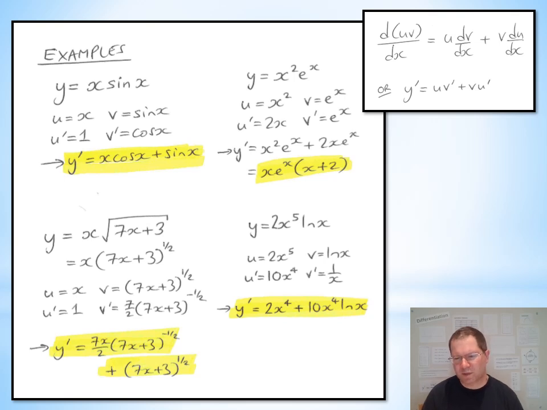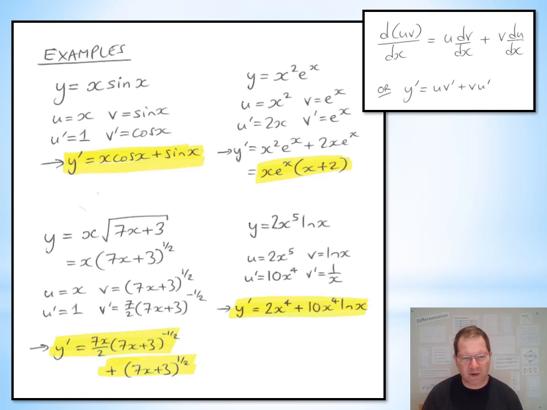So that's the answer, but if we wanted to, and this will be useful when we're doing things like tangents and normals and stationary points and stuff, we could factorize it. So both terms have an x e to the x. The first one has an extra x, the second term has an extra 2. So we've got x e to the x, brackets x plus 2.